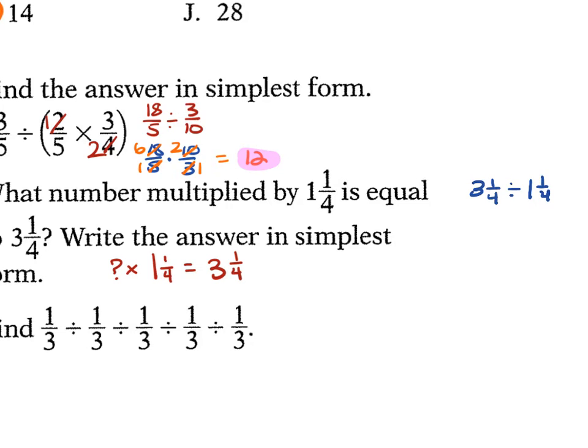So turn these into improper fractions and keep change flip. So 3 and 1 fourth is 13 over 4 divided by 1 and 1 fourth is 5 over 4. Keep change flip. So 13 over 4 times 4 over 5. The 4s would simplify to become 1s, and it's just going to be 13 over 5, which is 2 and 3 fifths.